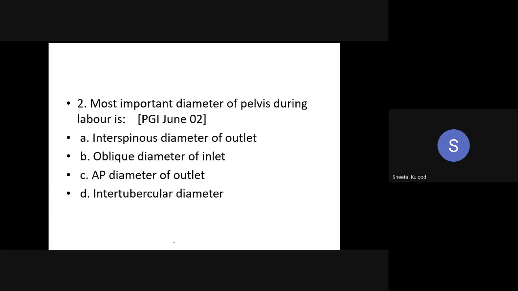We'll skip this one. Second question: most important diameter of the pelvis during labor. Interspinous diameter of the outlet, oblique diameter of the inlet, anterior posterior diameter of the outlet, or intertubercular diameter.